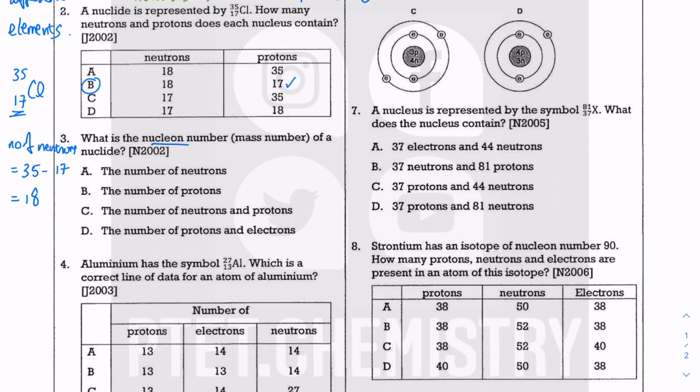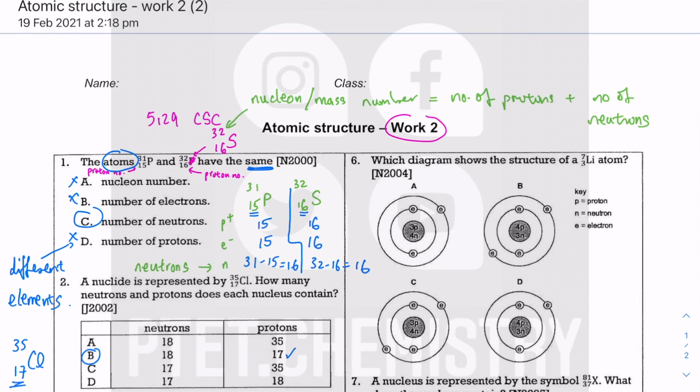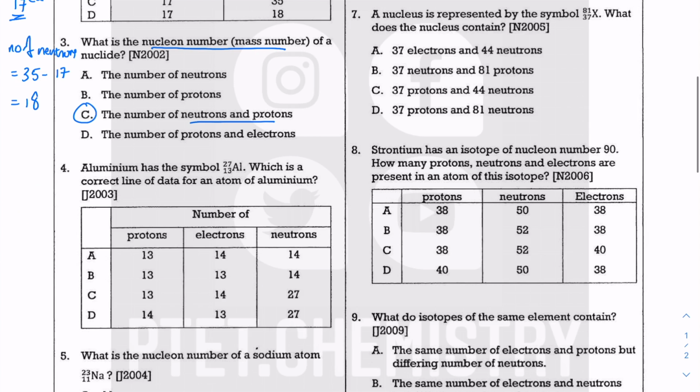What is nucleon number or mass number? It is the number of protons and the neutrons. You sum them up. Nucleon number is the number of protons plus the number of neutrons in the nucleus of an atom. Candidates should be able to define this as stated in the syllabus.